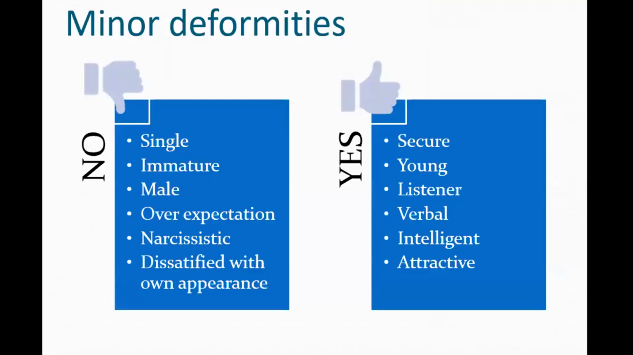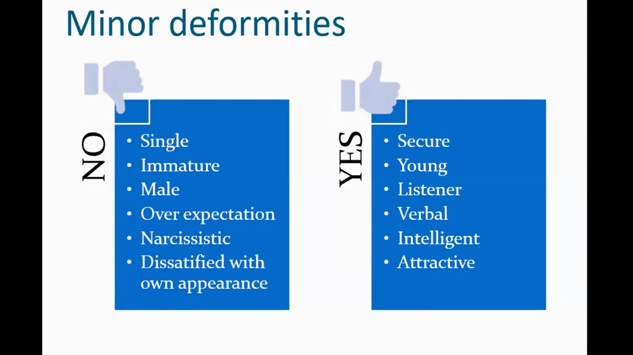One or two important mnemonics that you can all remember are Simon and Sylvia. Now, Simons are the patients whom you're not supposed to operate on. That is single, immature males who are over-expecting, narcissistic, they love themselves so much, and are always dissatisfied with their own appearance. Even if God would come and carve their face, they would be dissatisfied. So those are the Simons. They are the ones you need to say, no, I won't do the surgery.